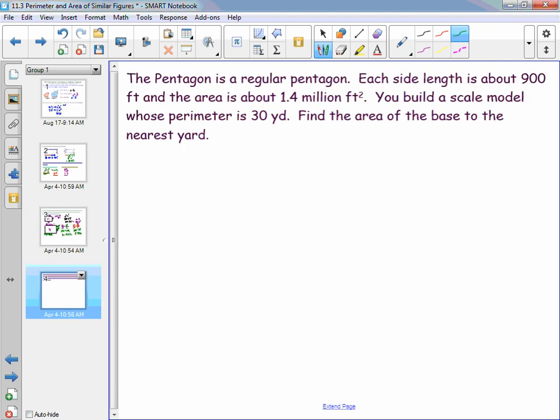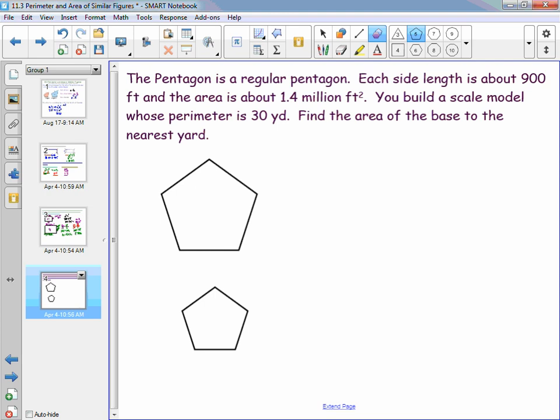Our last one. The pentagon is a regular pentagon. Each side length is about 900 feet, and the area is about 1.4 million square feet. You build a scale model, and again, we're not asking why you would build a scale model, but you are, whose perimeter is 30 yards. Find the area of the base to the nearest yard. So we're trying to find the area of your model.